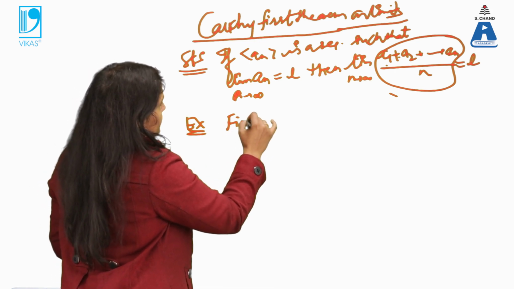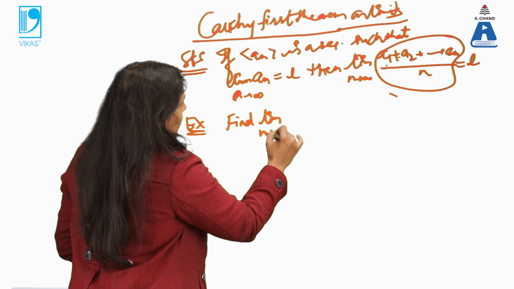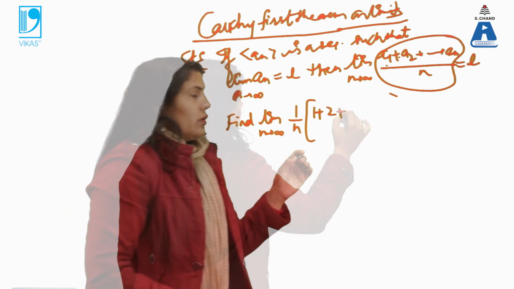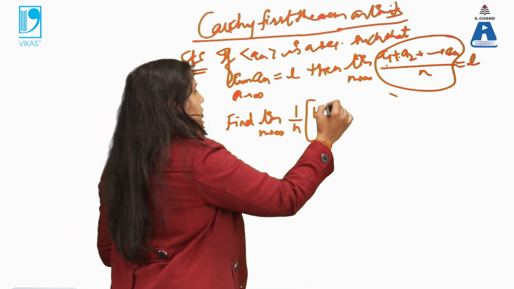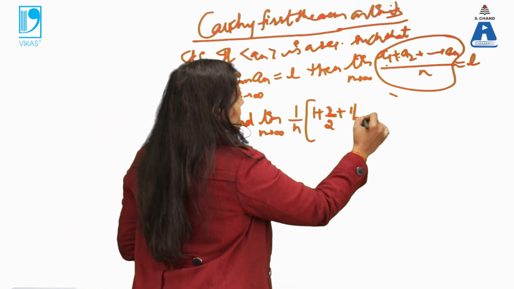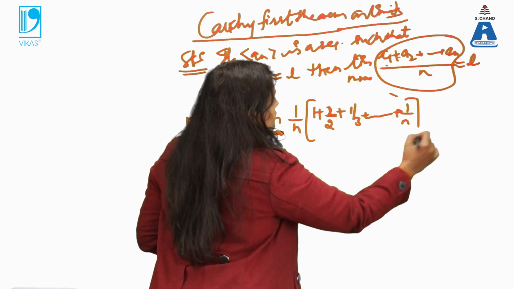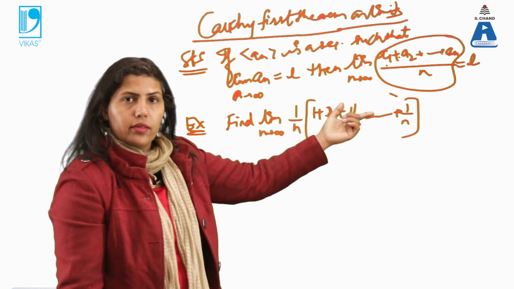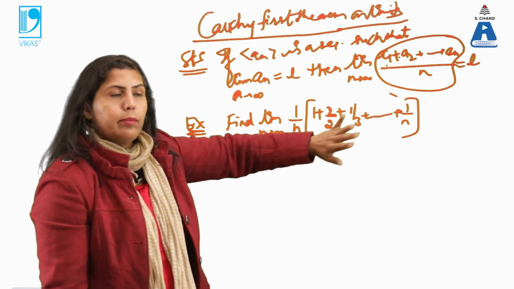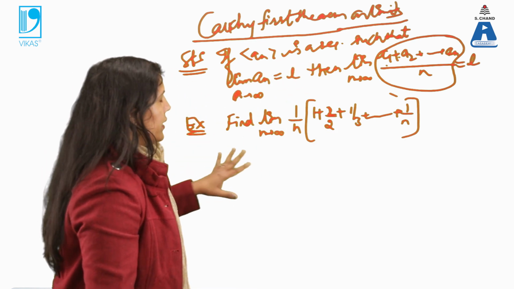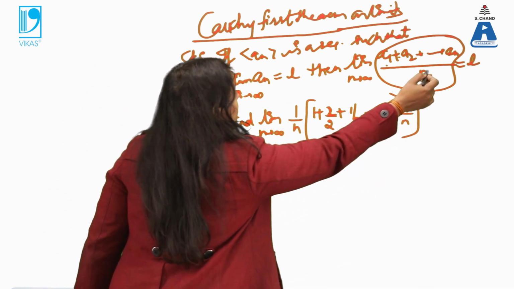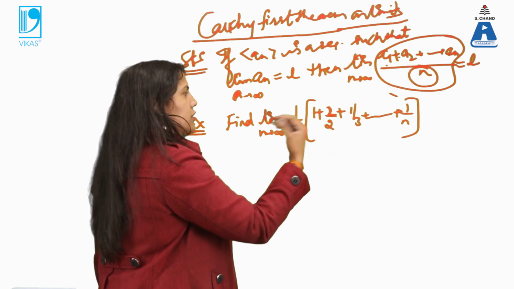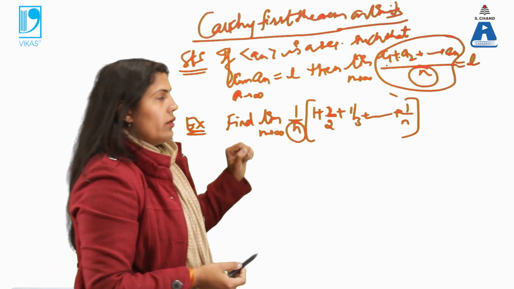So find the limit as n tends to infinity of 1 by n times (1 + 1/2 + 1/3 and so on). Suppose you are asked to find the limit of this sequence, and you can see how complicated the nth term is. You cannot find the limit directly, but we have the theorem. So how do we apply the theorem now? According to the theorem, n should be in the denominator. You can see very clearly n in the denominator. If it is not, sometimes we divide and multiply by n.